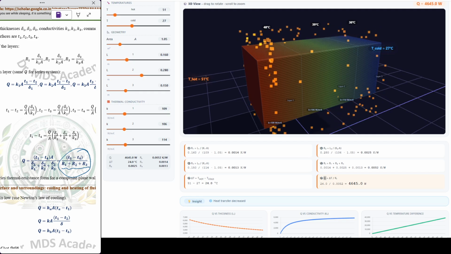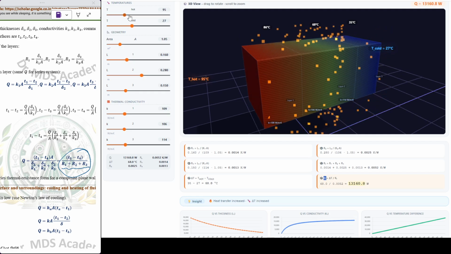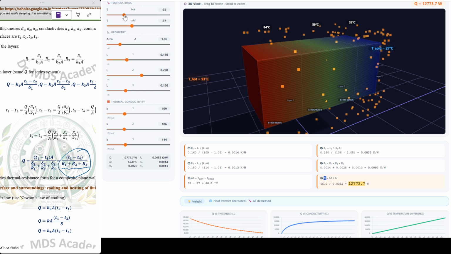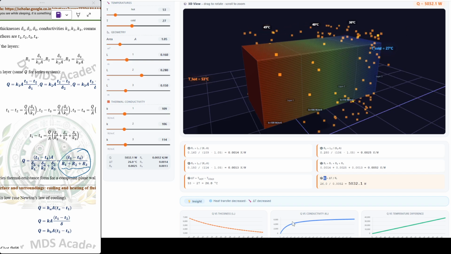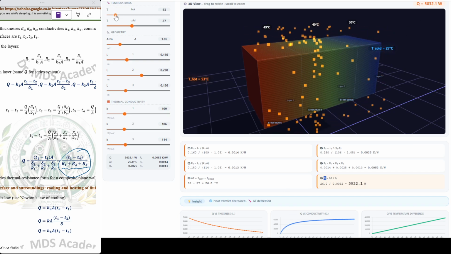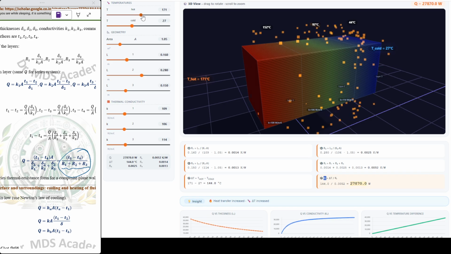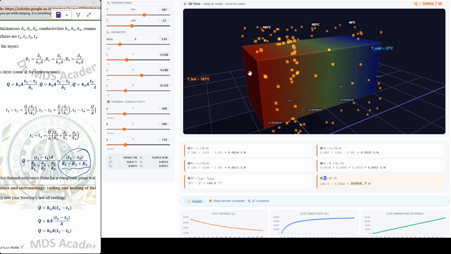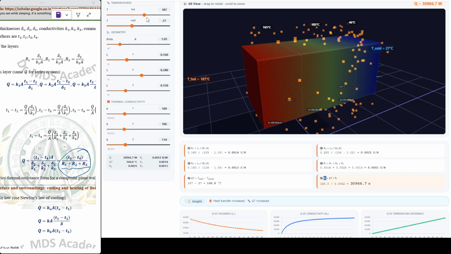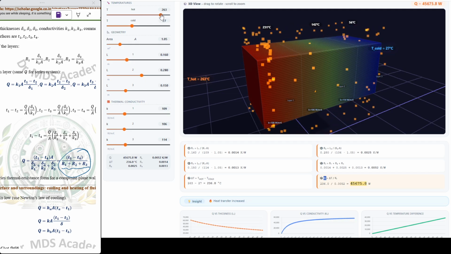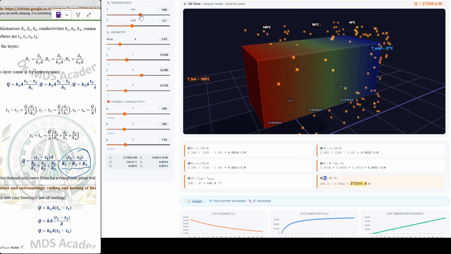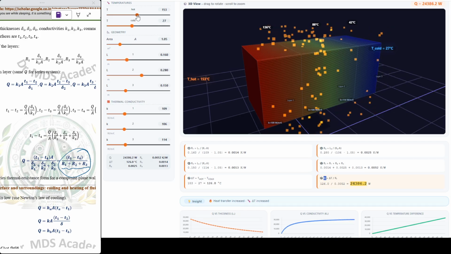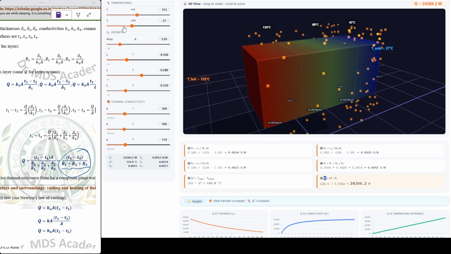So let's see, as you are decreasing the T, what is happening? The Q is decreasing, so it is following the fundamental formula. As you are increasing the T hot, the hot temperature wall, Q is increasing. Let's set the T value to 153 degrees Celsius.